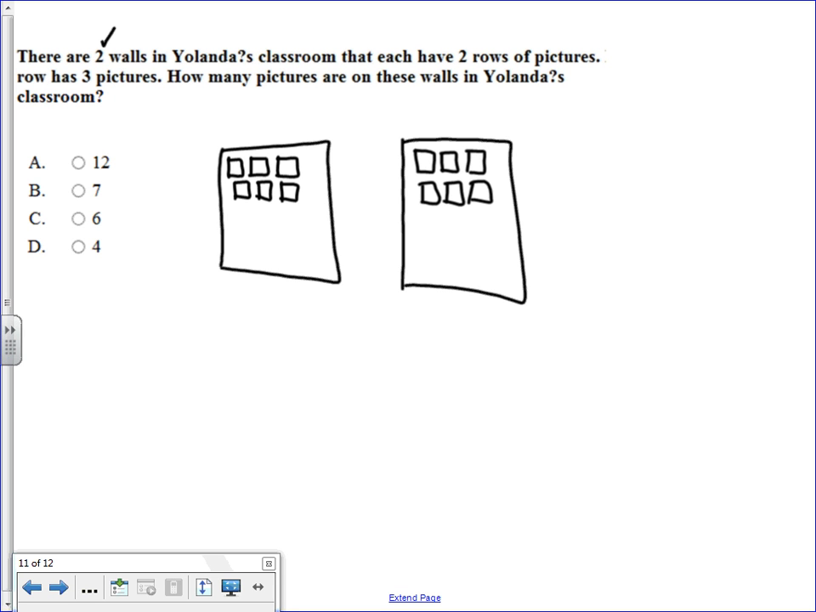What's the answer for this one, Michael? Not 6. How many are on this wall? How many pictures are on this wall? How many altogether? There's 6 over here, and there's 6 over here. 12 altogether.